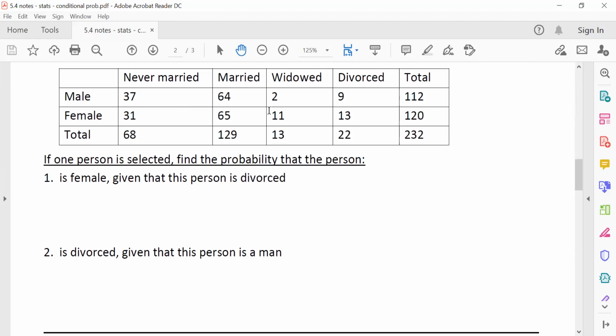2 of those people are widowed and male. 9 are divorced and male. 129 total are married out of the 232. 31 are female and have never married. So what we need to do, we're going to compute some conditional probabilities. Look what is given. You are given that the person is divorced. So you're not looking at every column here. You're actually just kind of looking at the divorce column.